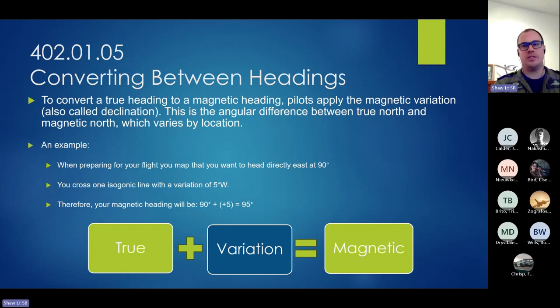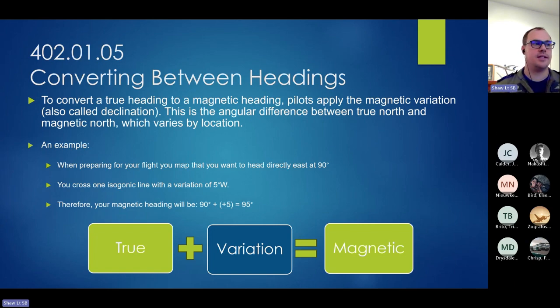So just remember our TVMDC, right? This is the first step, to go between true and magnetic. And this is the same whether we're measuring true track, which is our line over the ground, or true heading, which is what direction our airplane is pointed. So remember, they're not always the same. Wind in particular tends to affect that. Any questions at all?